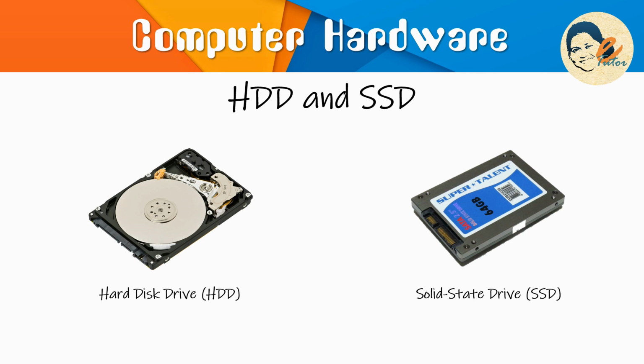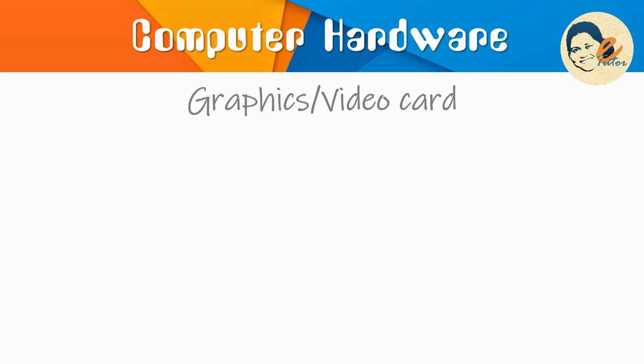Modern computers often use an SSD or solid-state drive as the primary storage device instead of an HDD. SSD is mainly IC-based storage and less susceptible to physical damage, and it is faster than physical spinning disk drive, that is HDD. Next, graphics cards.